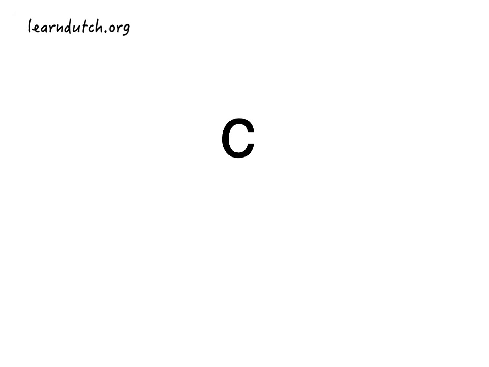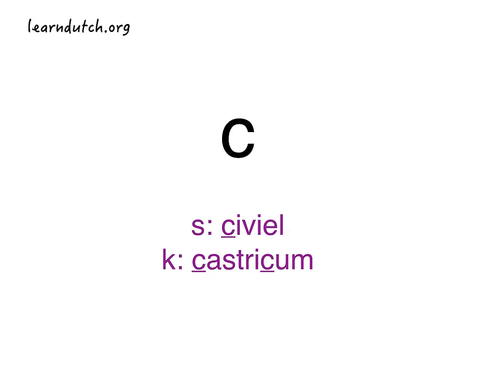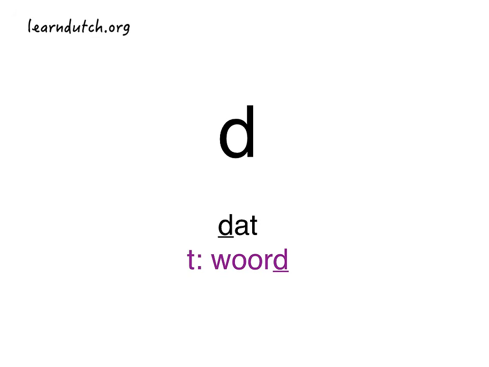C, the letter C, can be pronounced as an S, like in civiel, which means civil, or as a K, like in Castricum, which is the name of a village. The D, the letter D, like in dat, which means that. But at the end of the word, the D is pronounced as T, like in woord, which means word.